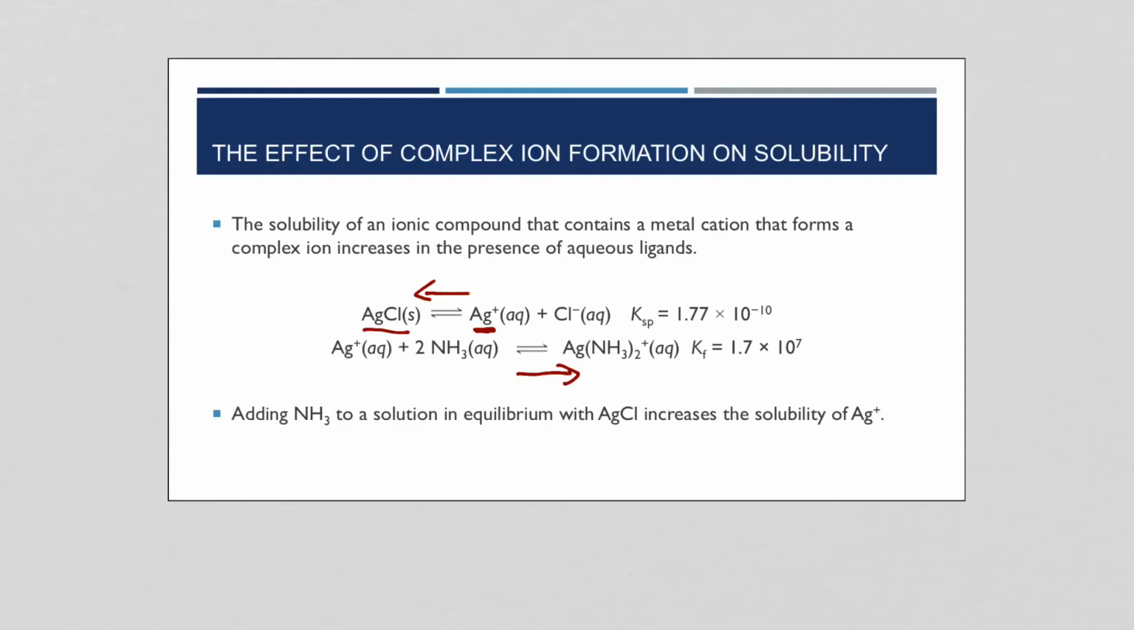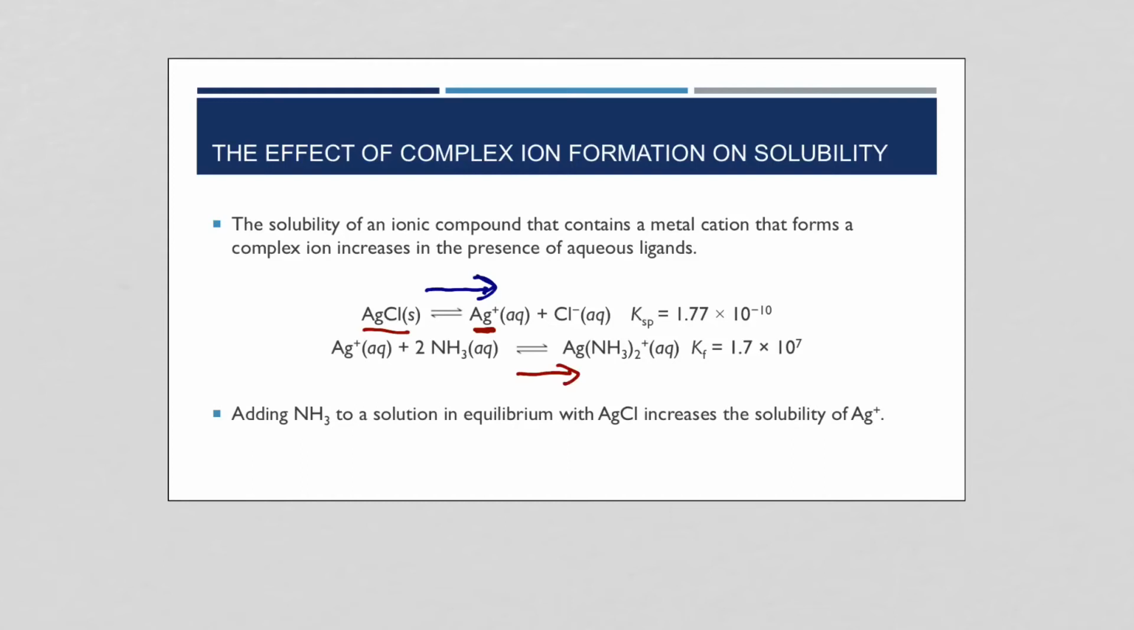Now, of course, how is the system going to react? As we deplete the silver ion, then this equilibrium here is going to not be as reactant favored, but is going to start to become more product favored as we try to form more silver ions in solution.